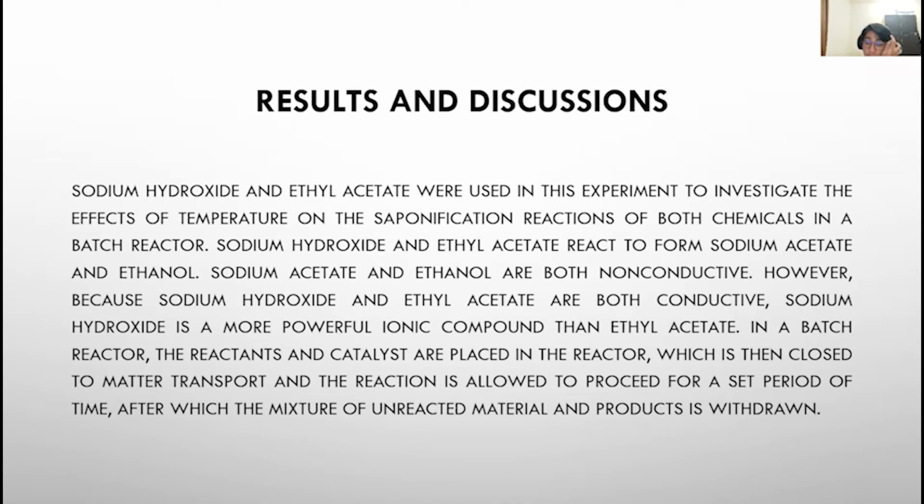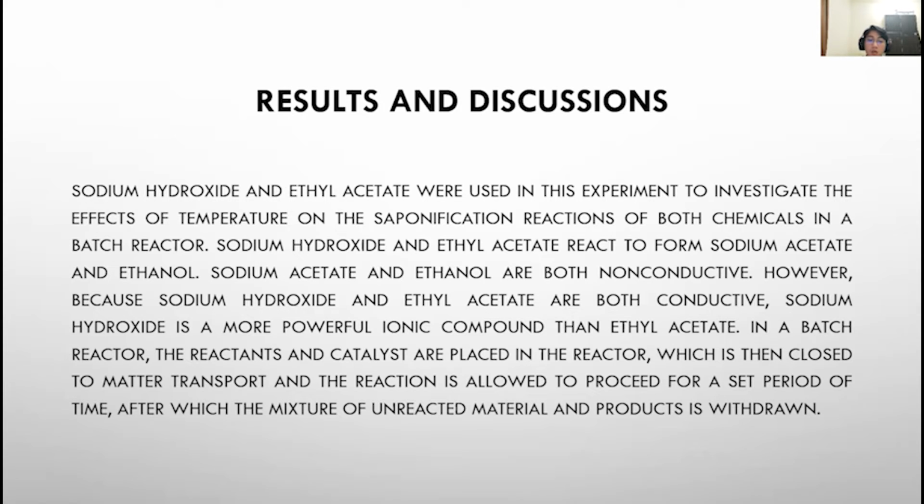Sodium hydroxide and ethyl acetate were used in this experiment to investigate the effect of temperature on the saponification reaction of both chemicals in a batch reactor. Sodium hydroxide and ethyl acetate react to form sodium acetate and ethanol. Sodium acetate and ethanol are both non-conductive.